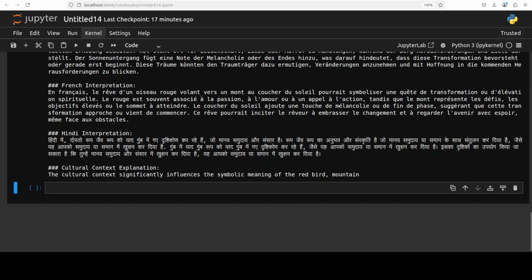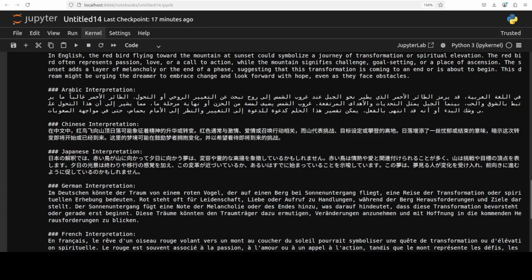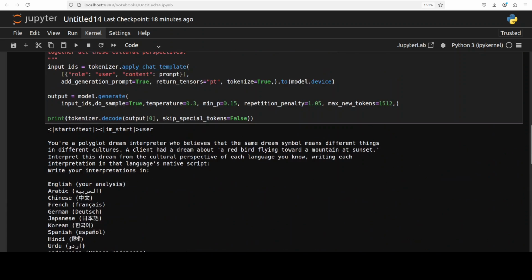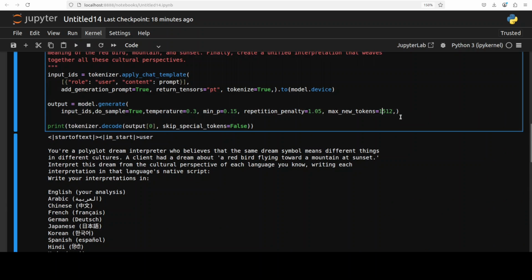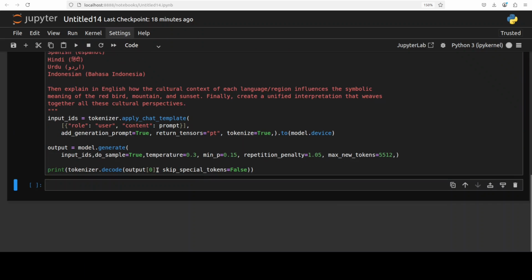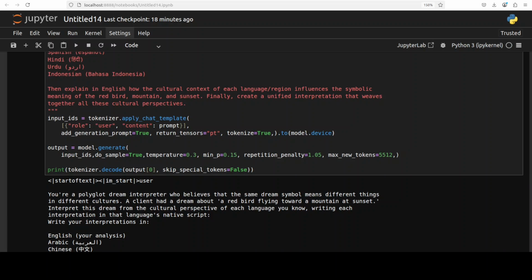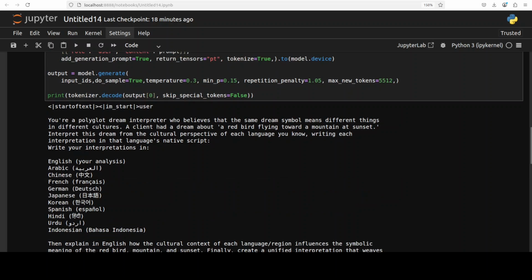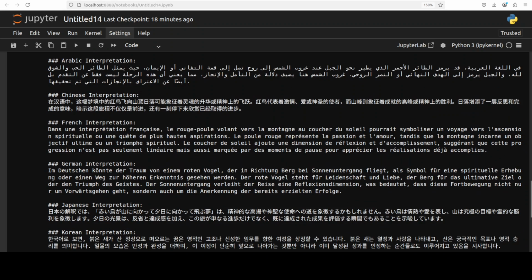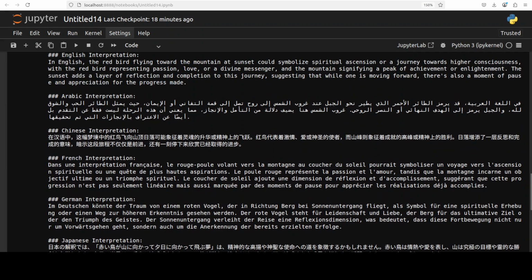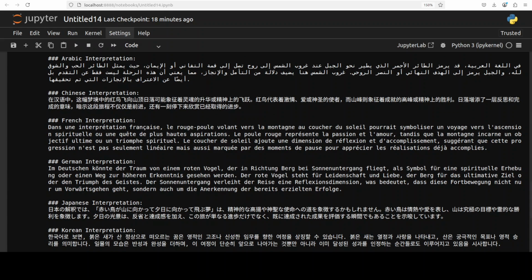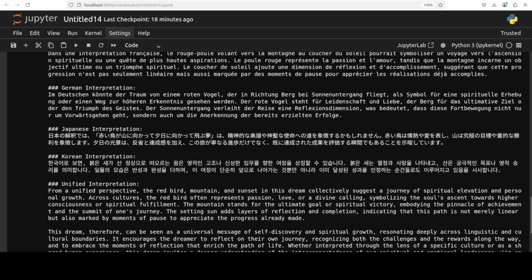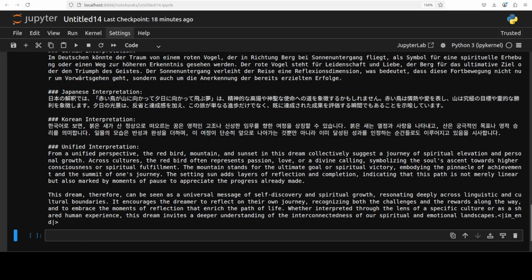And then this is the Hindi one. And the thing is that I have just this max token of 1512. Maybe I'll just increase it for the purpose of it, and let's run this. I'm doing it in real time, so you have to bear with me, please. Okay, this is the third and final take on this, so let's check it out. Again, Arabic interpretation of the dream, Chinese, French, German, Japanese, Korean, and this is a unified one.